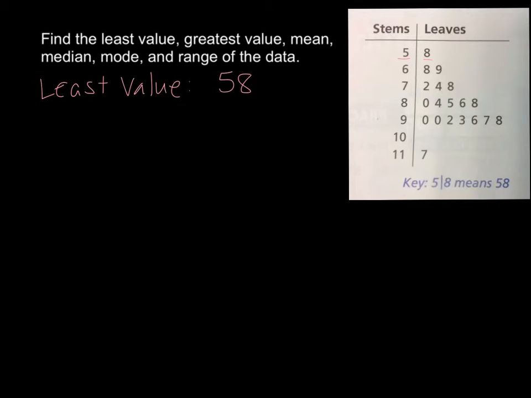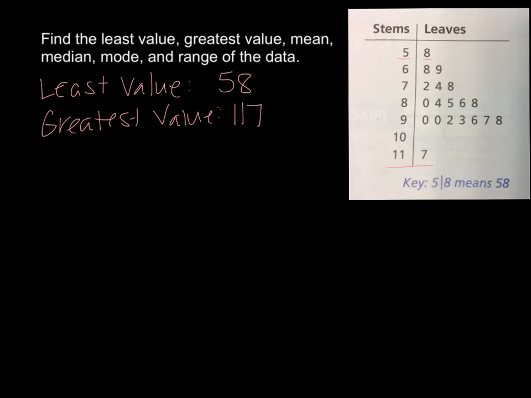Our greatest value is 117. So I'm sure some of you are wondering, well, what if we're over 100? Now you can see we have 11 10s, 7 1s, 117.